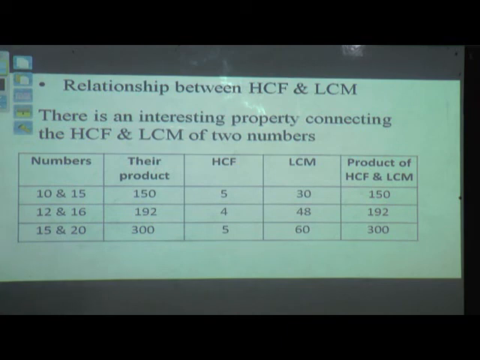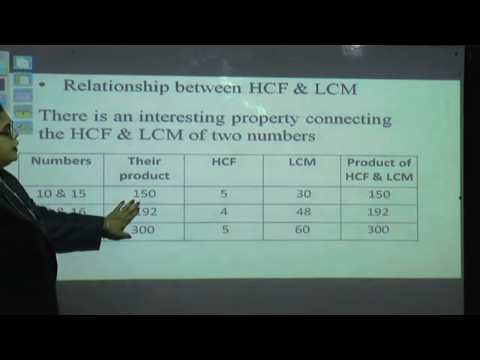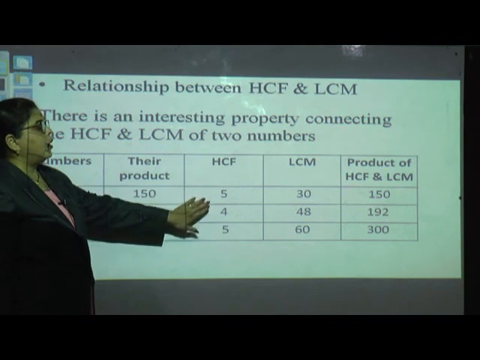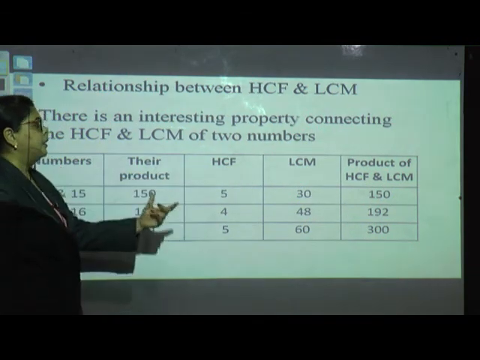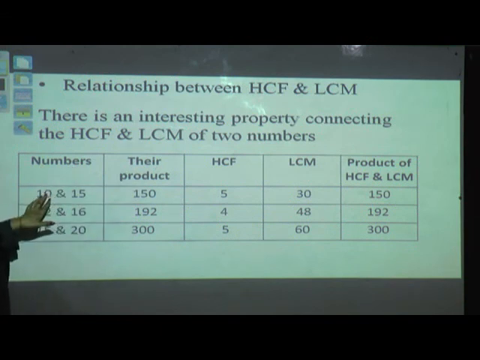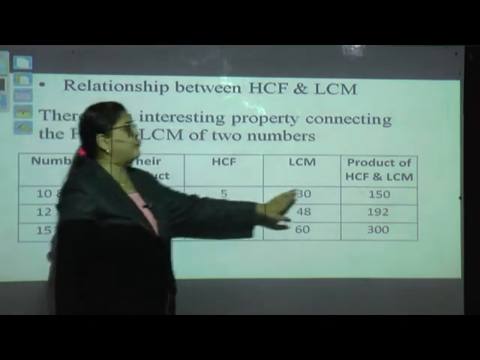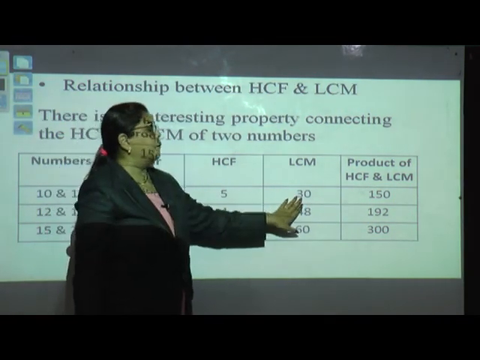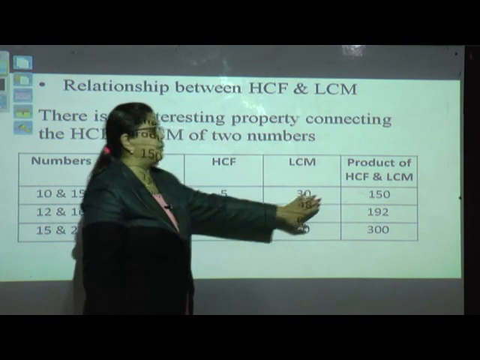There is an interesting property connecting the HCF and LCM of two numbers. We are having the numbers and their product. Product means it is nothing but a multiplication. You know what HCF is, how to find the HCF and LCM, and the product of HCF and LCM. Their product means which product? The numbers given to us, we have to multiply and write here. And the product of HCF and LCM means we multiply the HCF and LCM, and the multiplication answer is the product.